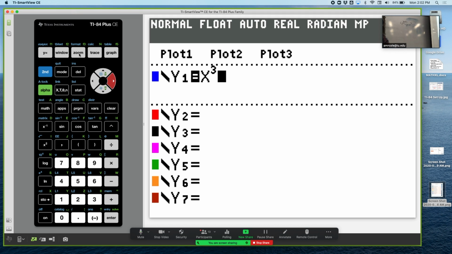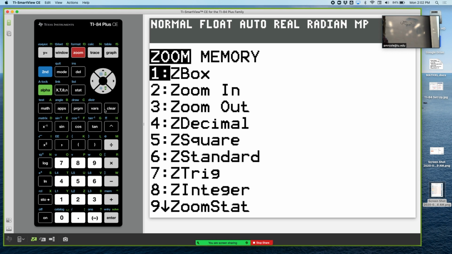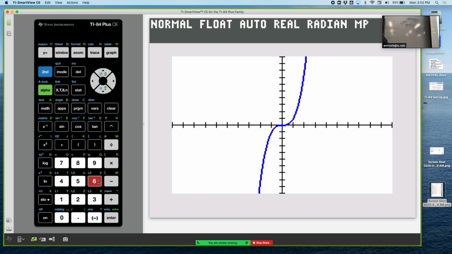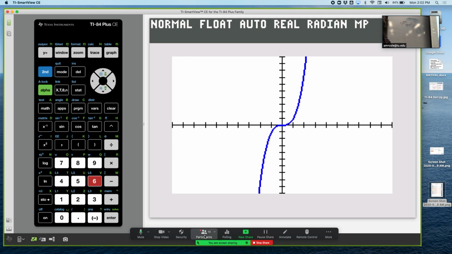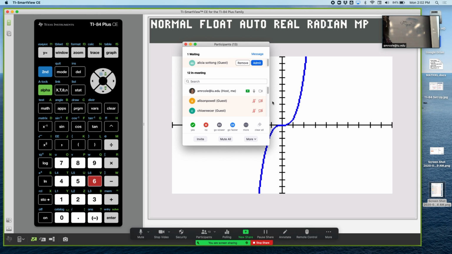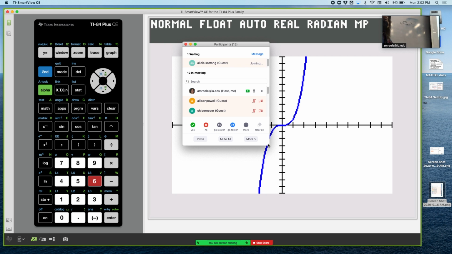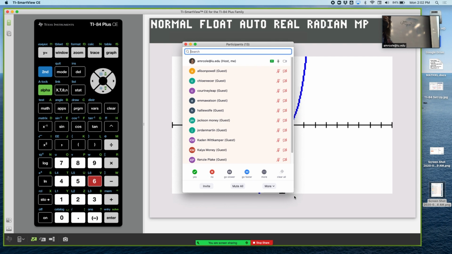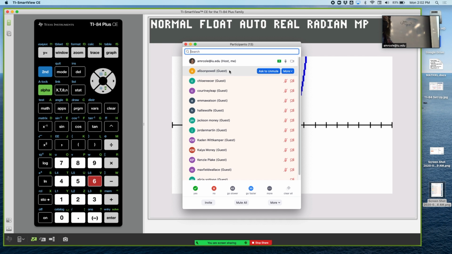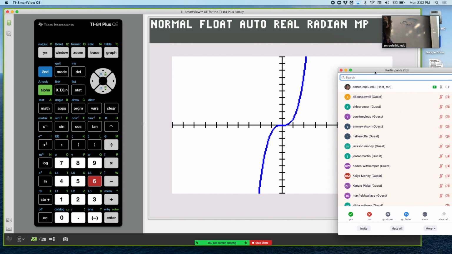Somebody's trying to get in. I'm going to try to fix that here. So we're going to zoom standard, and it's going to attempt to go in. Let's go in here. Yeah, let's admit. Yeah, I was trying to let that person in. Okay, I'll move this out of the way so we can now see our graph.